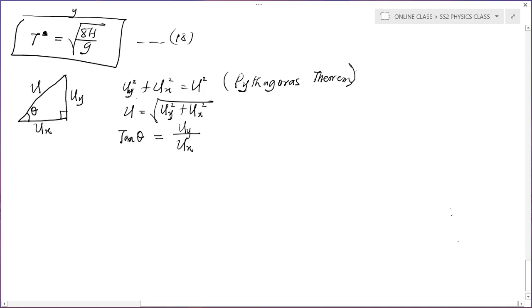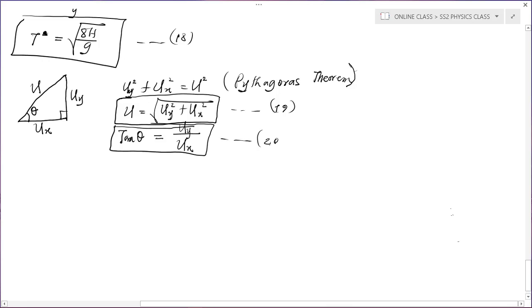So with this, I've done justice to everything you need in projectile. This is equation 20. And next class, probably tomorrow, be expecting solutions of questions on projectile.